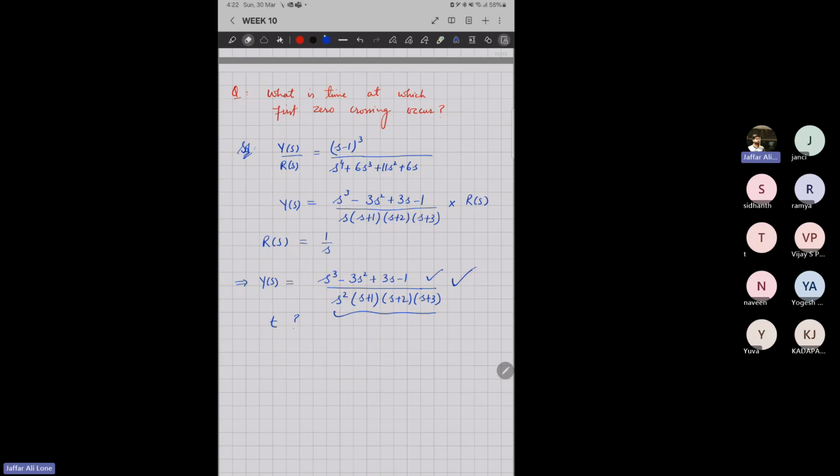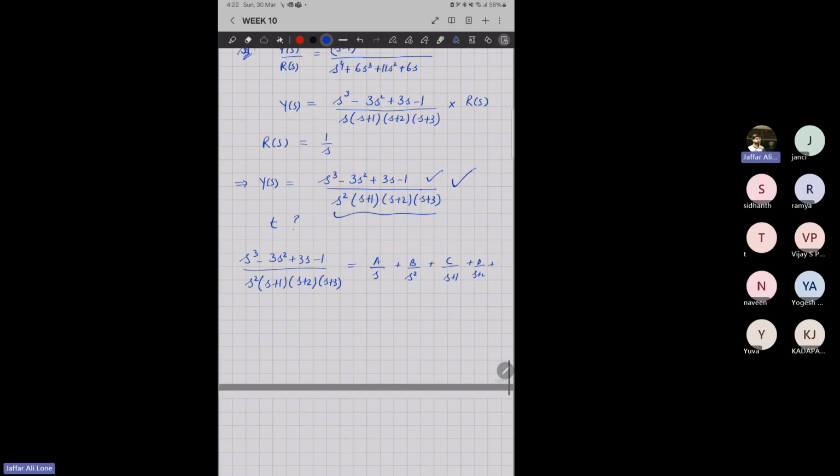So first I'll write partial fractions. It will be s cube minus 3s square plus 3s minus 1 divided by s square into s plus 1 into s plus 2 into s plus 3, which will equal A divided by S plus B divided by S squared plus C divided by S plus 1 plus D divided by S plus 2 plus E divided by S plus 3. Is it correct?